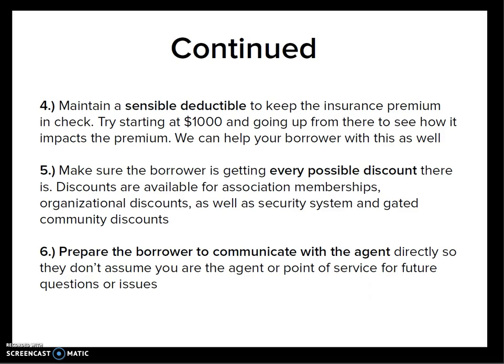Five, make sure the borrower is getting every possible discount there is. Discounts are available for association memberships, organizational discounts, as well as security system and gated community discounts. Number six, you want to prepare the borrower to communicate with the agent directly. This is the best thing that you can do for your client, so they don't assume that you're the agent or the point of service for future questions or issues.